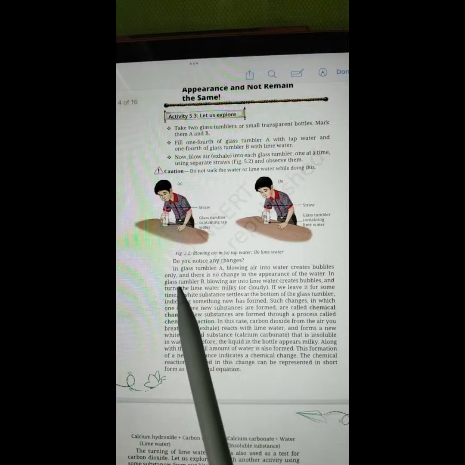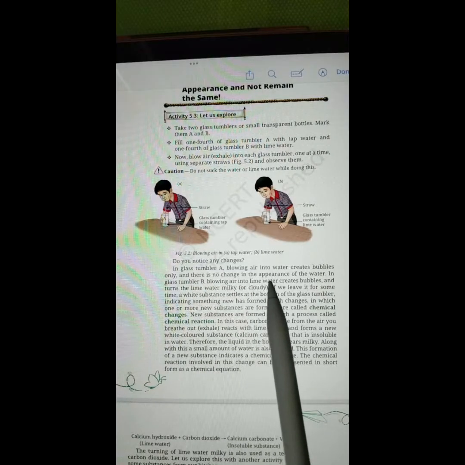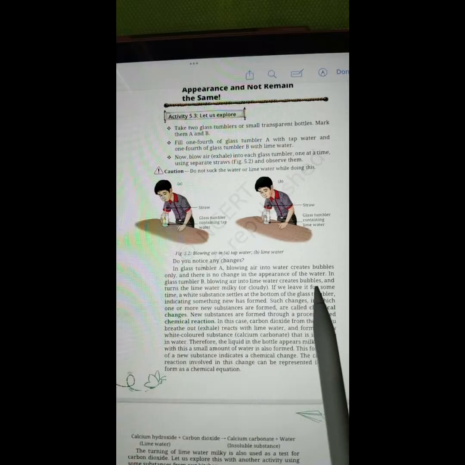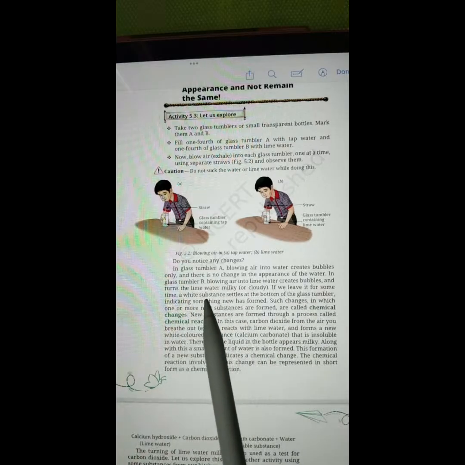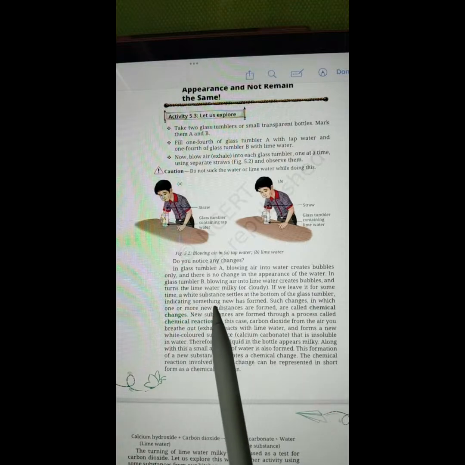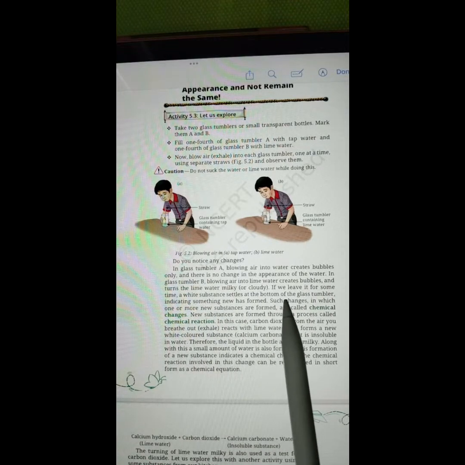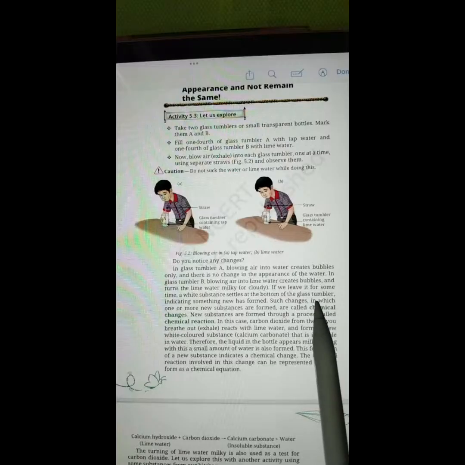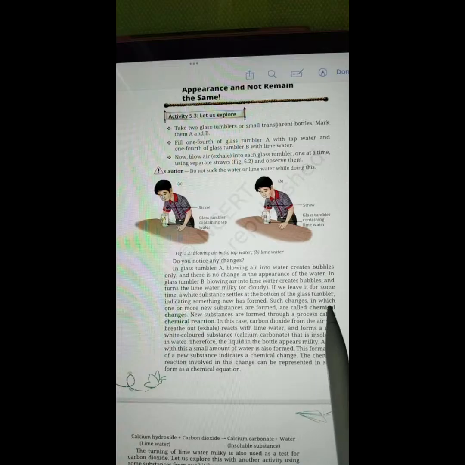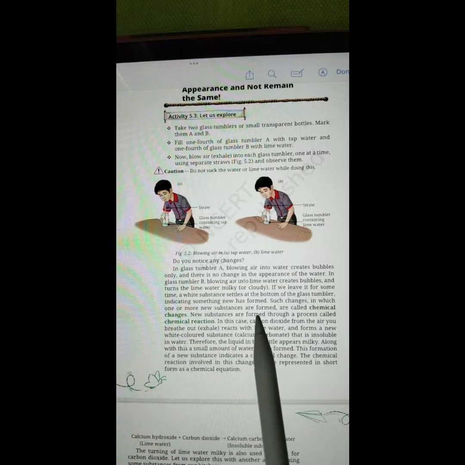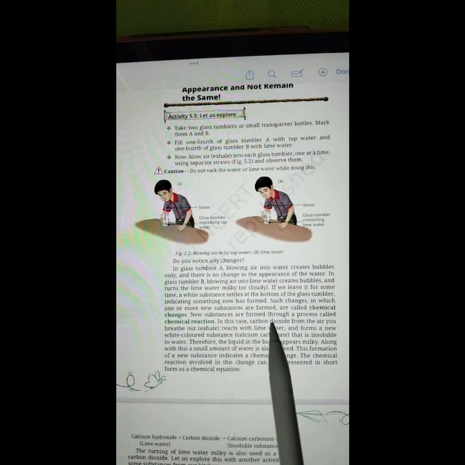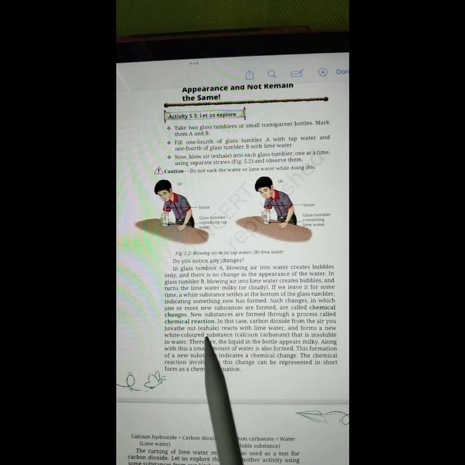Do you notice any change in glass tumbler A? Blowing of air into the water creates bubbles only, and there is no change in the appearance of the water. In glass tumbler B, blowing air into the lime water creates bubbles and turns the lime water milky or cloudy. If we leave it for some time, a white substance settles at the bottom of the glass tumbler, indicating something new has formed. Such changes in which one or more new substances are formed are called the chemical changes.